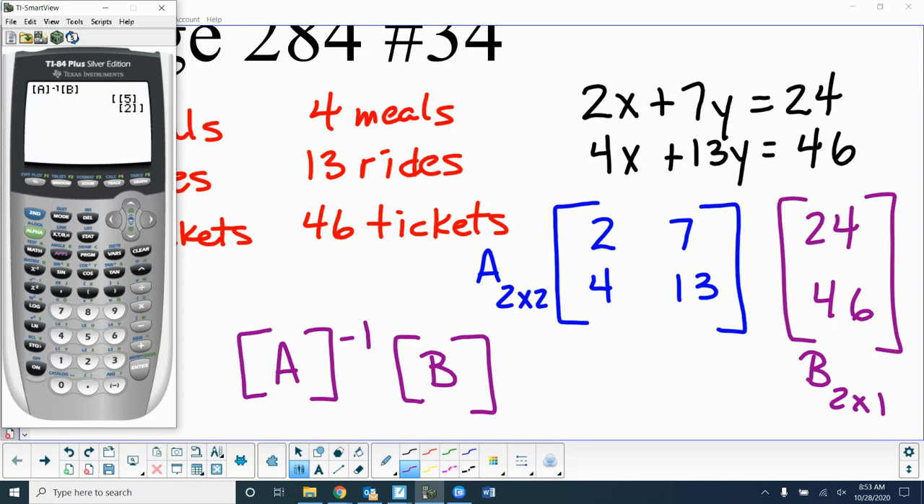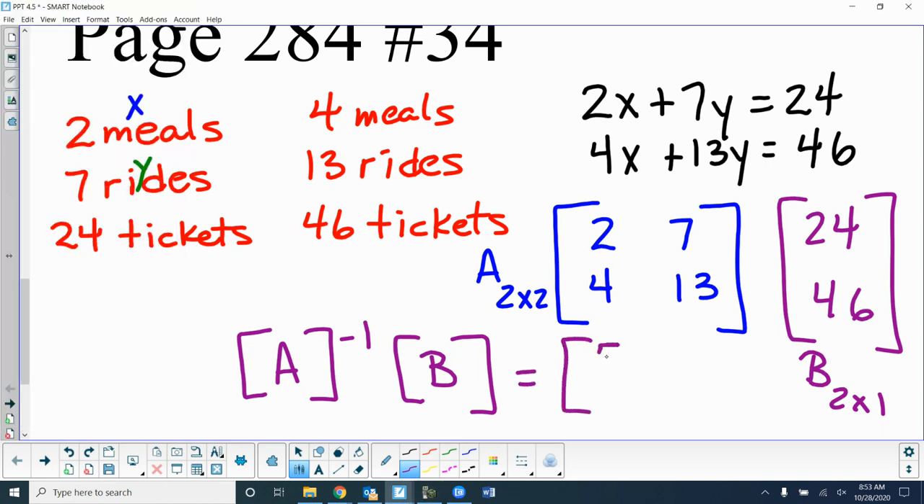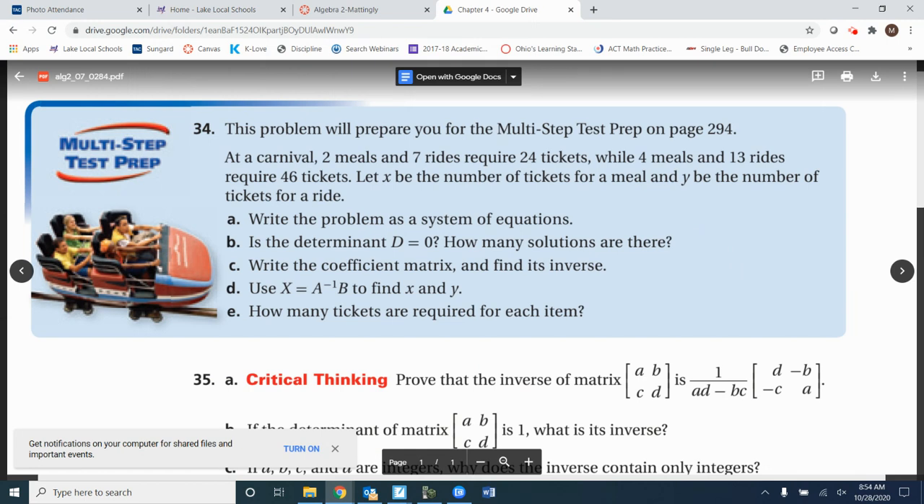So when you get this answer, the top number is the X value, and the bottom number is the Y value. Okay, so what is the question? First of all, let's go back and make sure we know what we're doing. All right, so we wrote, again, we're not worried about determinant right now. We skipped that stuff. The coefficient matrix and find its inverse, that's what we did. And to solve for X, A inverse B, right?